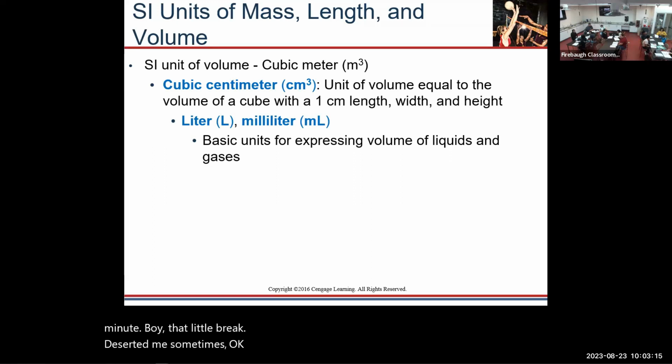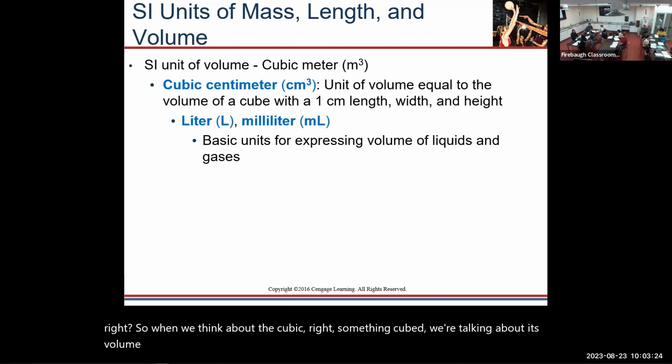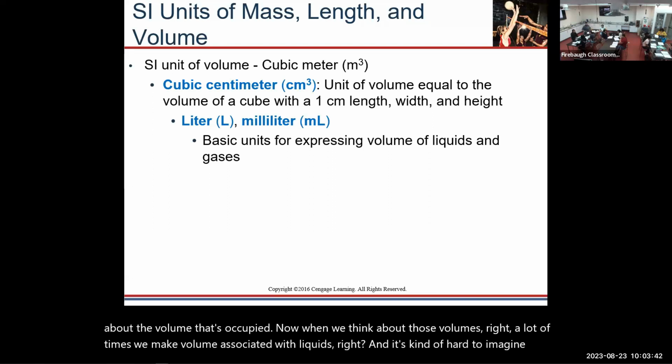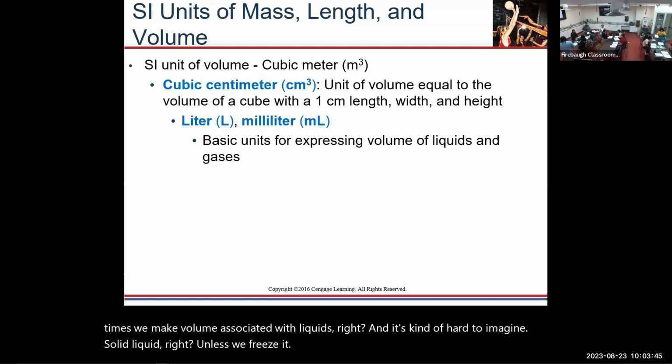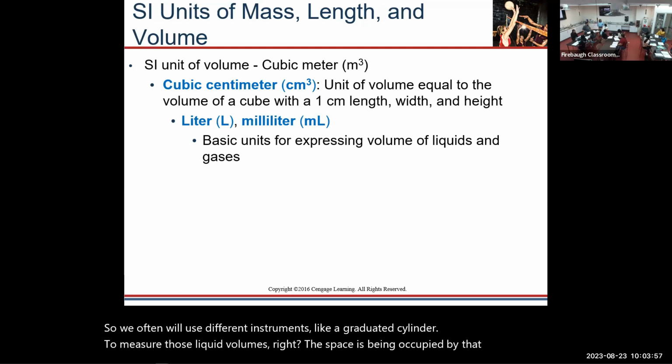Okay, but we look at it, this is going to represent that whole space, right? So when we think about the cubic, something cubed, we're talking about its volume, okay? Cubic meters, cubic centimeters, cubic inches, cubic feet. So we're talking about the volume that's occupied. Now, when we think about those volumes, a lot of times we make volume associated with liquids, right? And it's kind of hard to imagine solid liquid, unless we freeze it. So we often will use different instruments, like perhaps a cylinder, to measure those liquid volumes, the space being occupied by that liquid, okay?